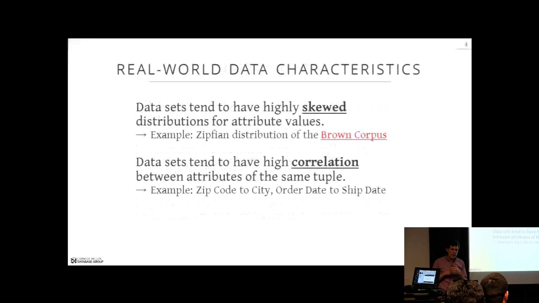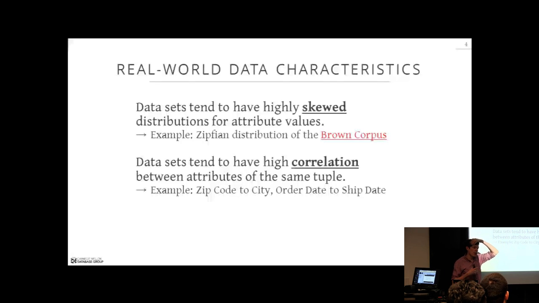So we need to talk a little bit about what real data looks like to understand why compression actually makes sense and is going to work for us. In general, real-world databases have two key characteristics that we're going to want to exploit in our compression scheme. The first is that the values in these databases tend to be really, really skewed, right?